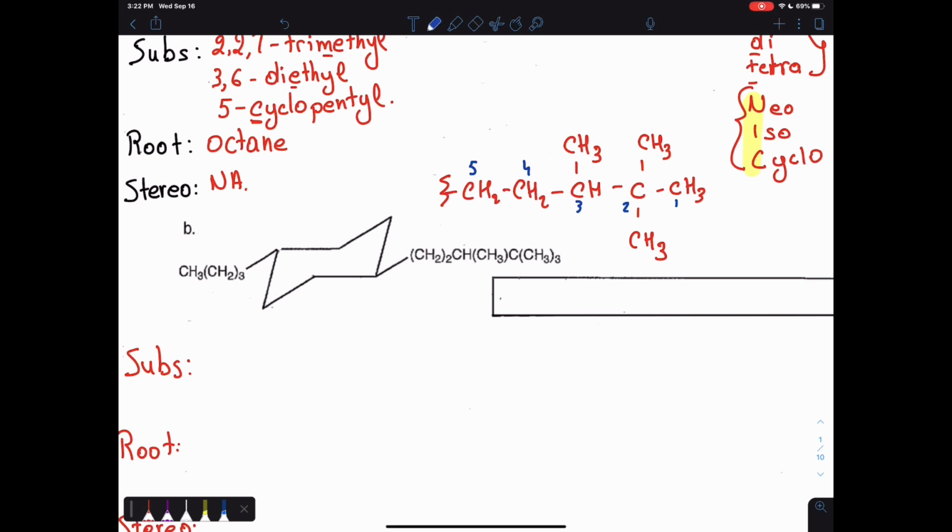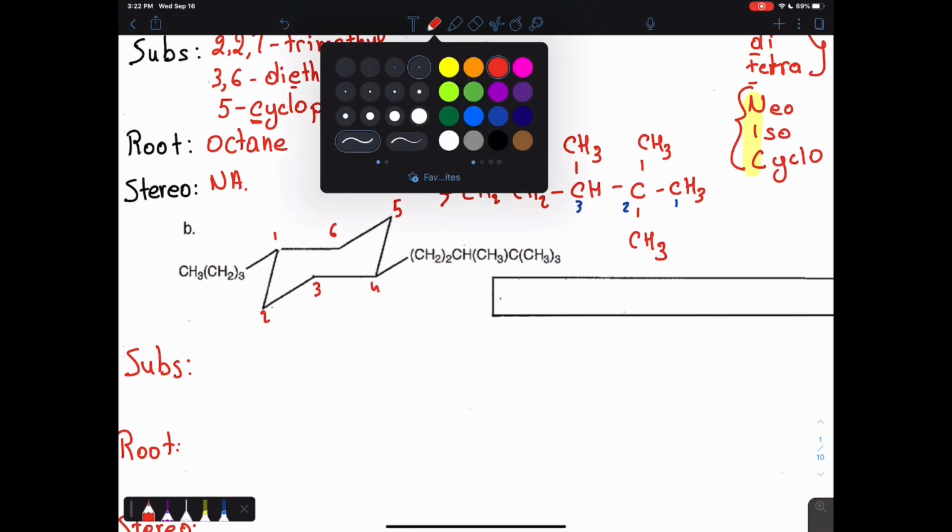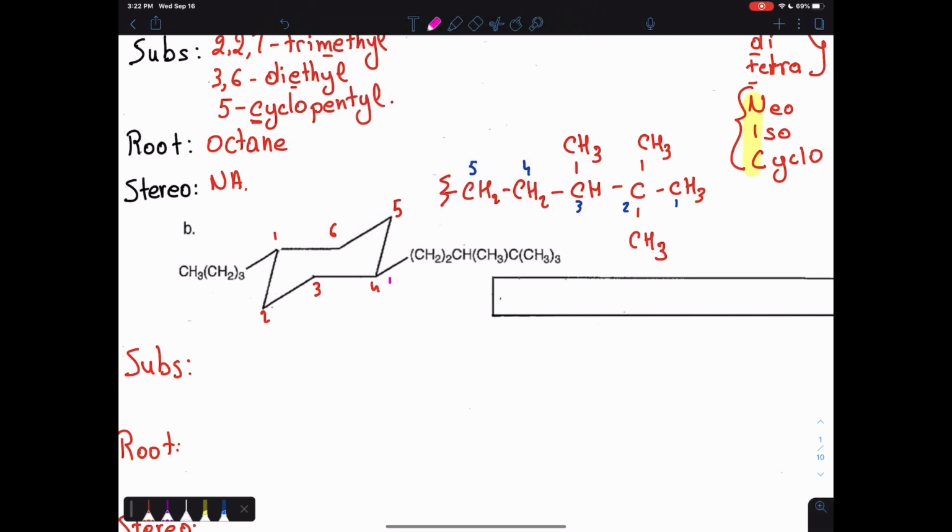But now you gotta decide how you're gonna number it. Is it gonna be 1, 2, 3, 4, 5, and then 6, or is it gonna be 1 from this side, 2, 3, and 4? So you gotta decide if this chain is on the 1 or this chain is on carbon number 1. And how you do that, remember when you have two on the same numbers, the only way to figure out which one's gonna be number 1, which one's gonna be number 4, you have to write out the name, and then depending on alphabetical order, I add them.